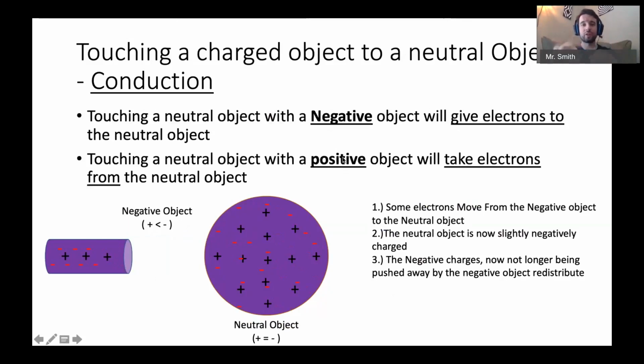So there you have it, guys. Those are the 3 different types of energy transfer: conduction, induction, and friction.